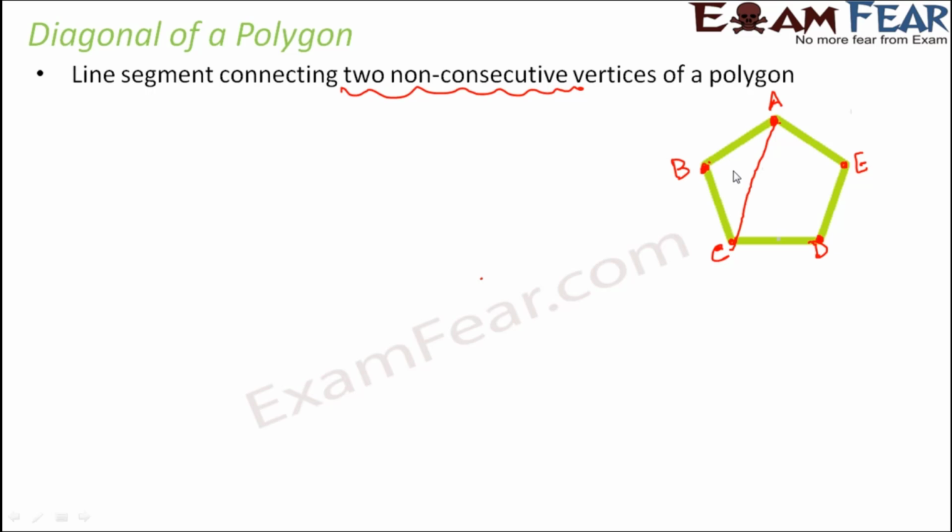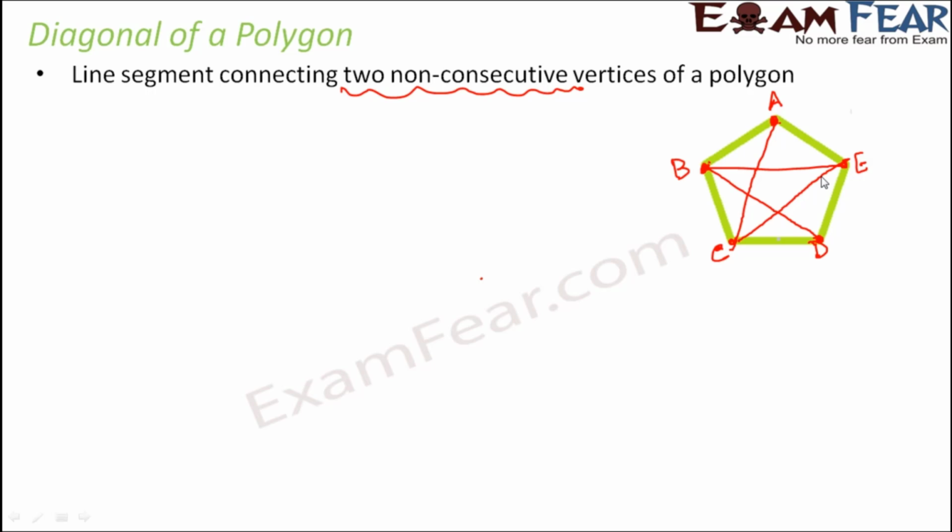Similarly, B and D are non-consecutive vertices. You join them, you get a diagonal. B and E are also non-consecutive vertices. You join them, you get a diagonal. E and C, they are also non-consecutive. You join them, you get a diagonal. So in this fashion, you can draw multiple diagonals for polygons.